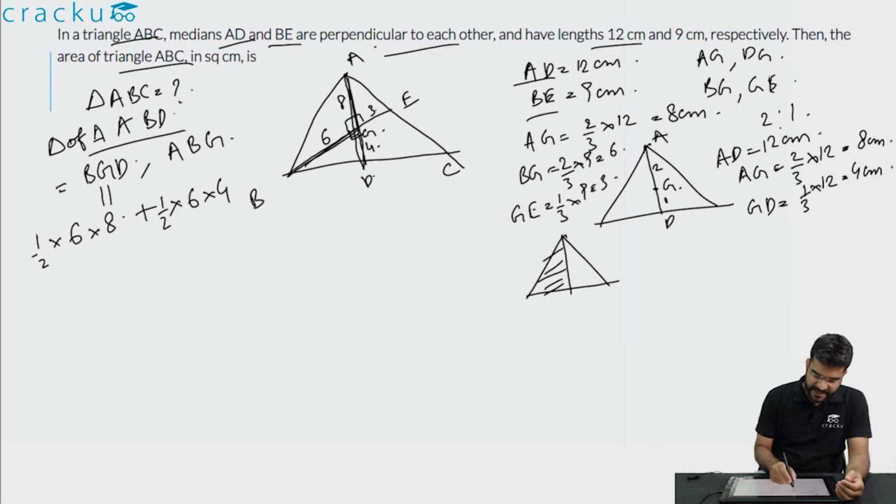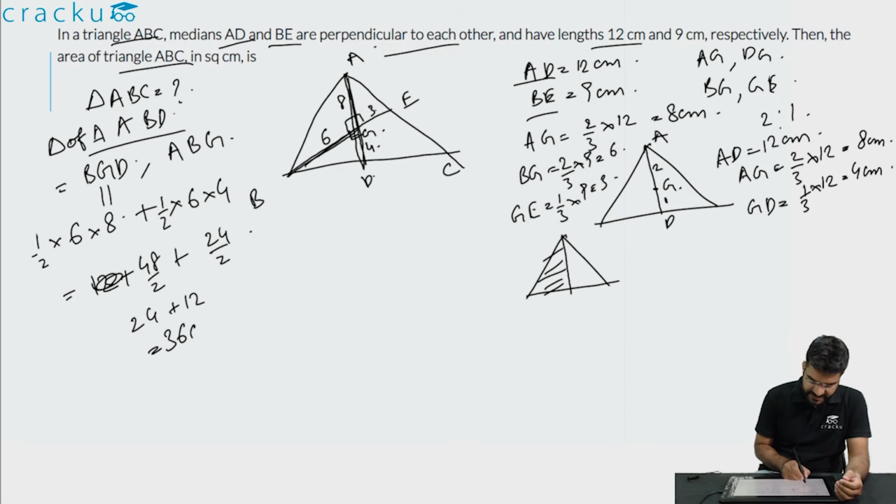Therefore, the area of the triangle ABD, which is 1/2 of ABC, will equal half into 6 into 8, which is 48 by 2, equal to 24, and half into 6 into 4, which is 24 by 2, equal to 12. So this is equal to 36 centimeters.